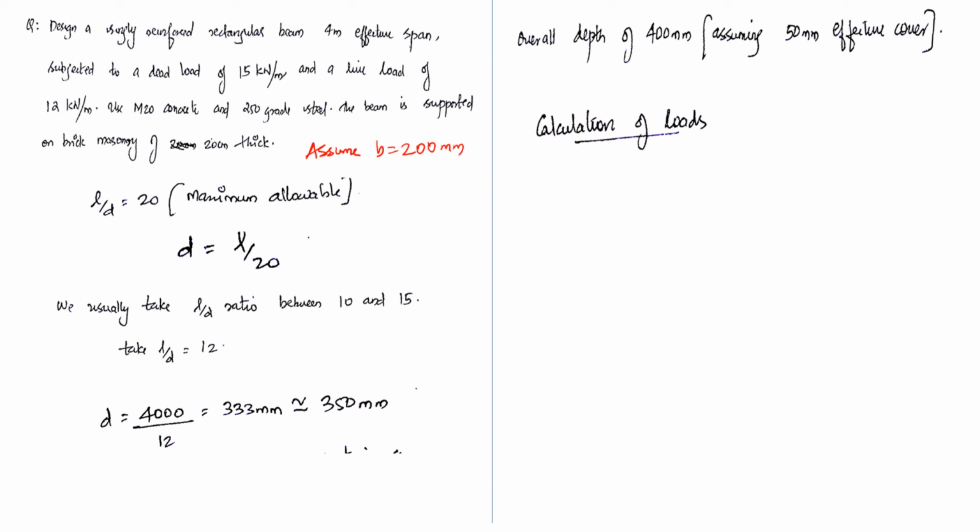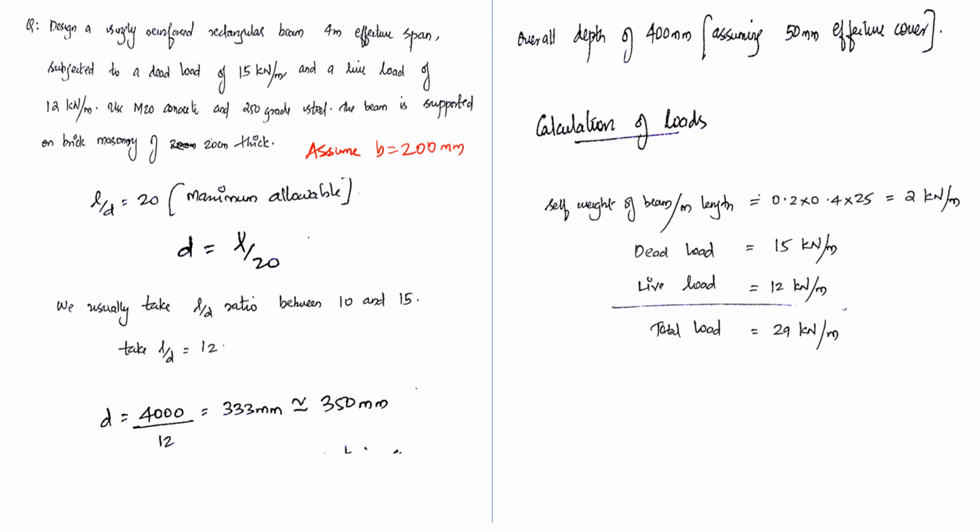Now the calculation of loads. The first one is the self weight of the beam per meter length. We will take it for a meter length. That is 0.2, the width of the beam, into 0.4, the overall depth of the beam, into 25, the unit weight of concrete. You will get it as 2 kN per meter.